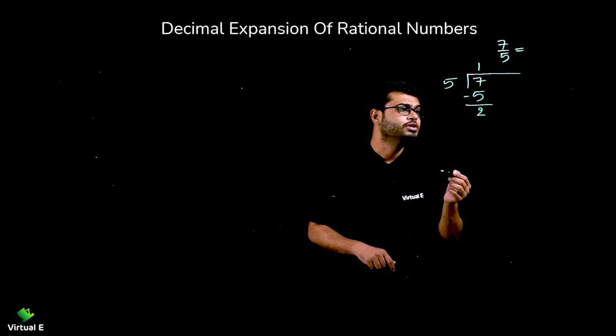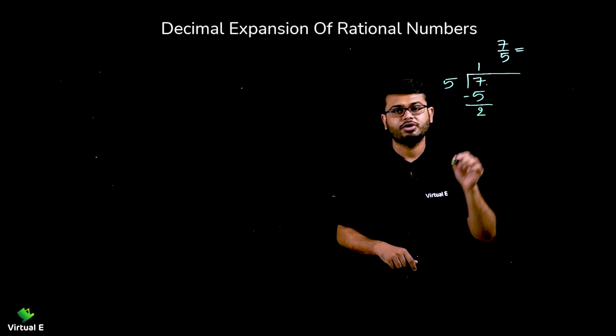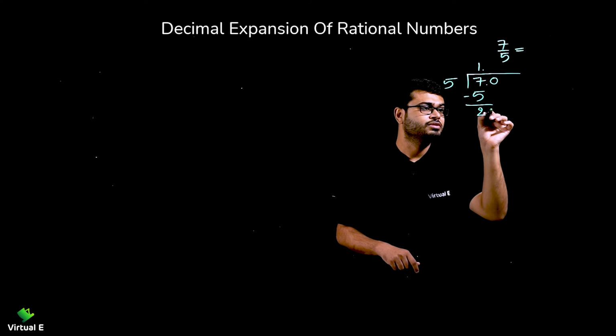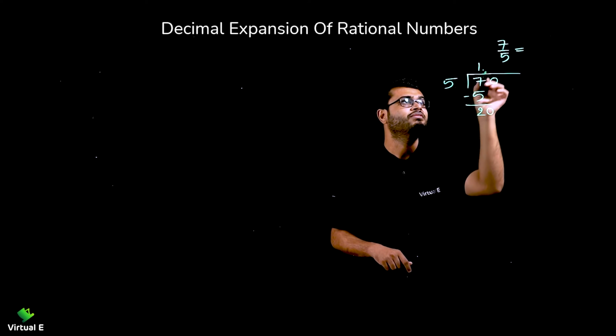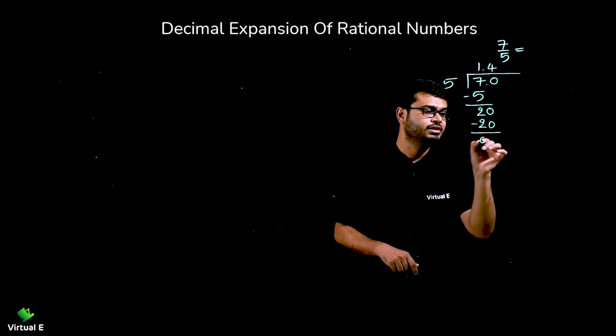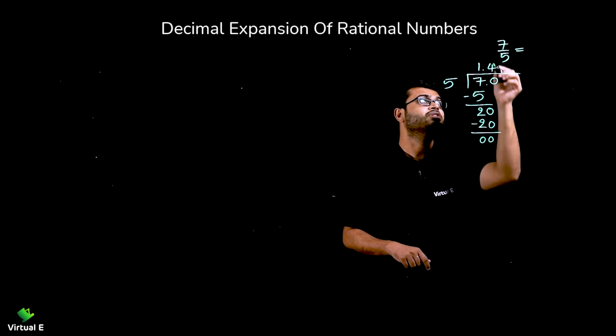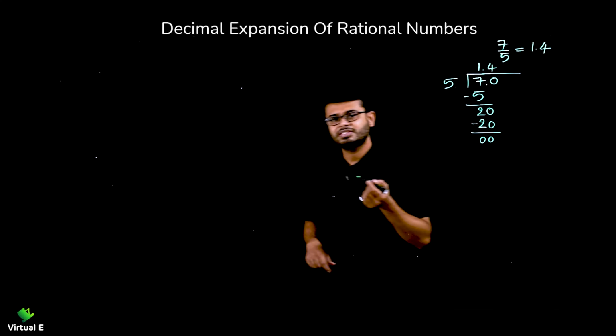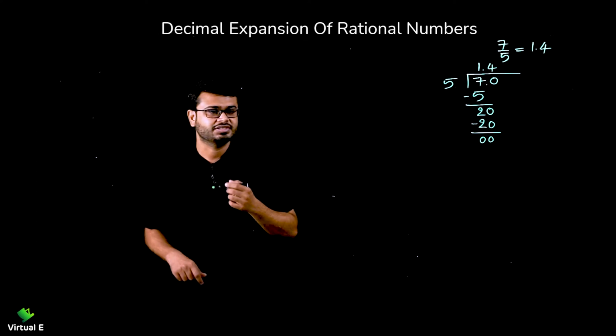Now what to do? So in this case we'll put the point over here and in the quotient as well. We'll borrow a 0. So let's bring that 0 down. 5 4s are 20. Then 0. So the decimal expansion of 7 by 5 is what? 1.4. Very simple. We just need to divide like this, right?